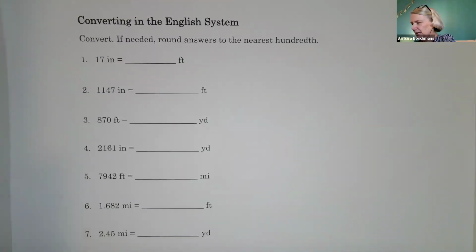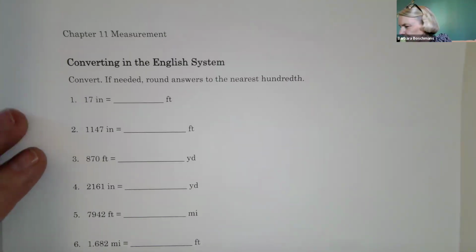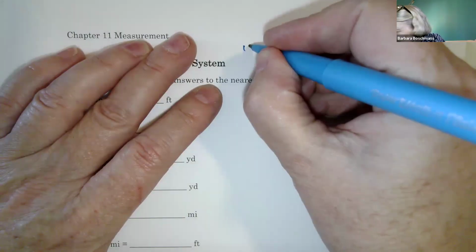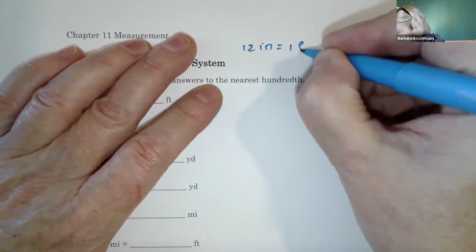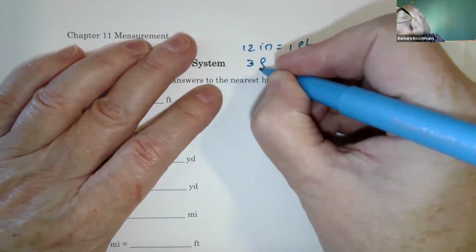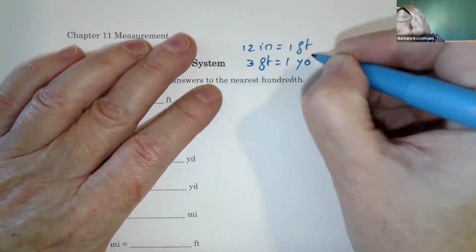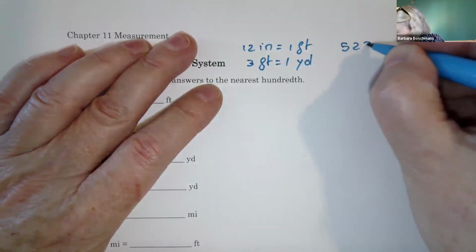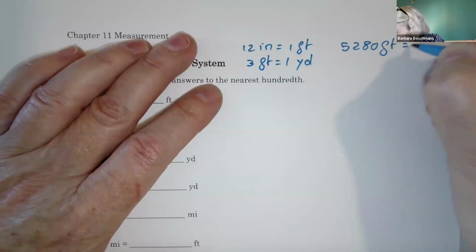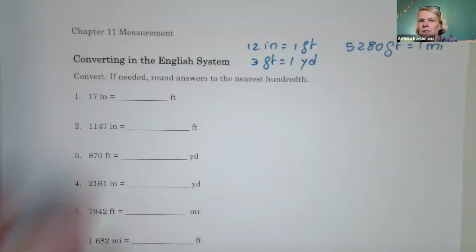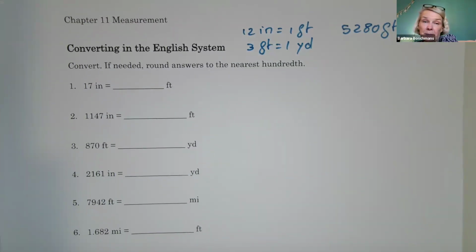Okay, on the next page, we are going to the English system. Some things that we need to know, and again, our book is a good resource for this: there are 12 inches in 1 foot, there are 3 feet in 1 yard, and there are 5,280 feet in 1 mile. Those are the big ones that we're expected to know.